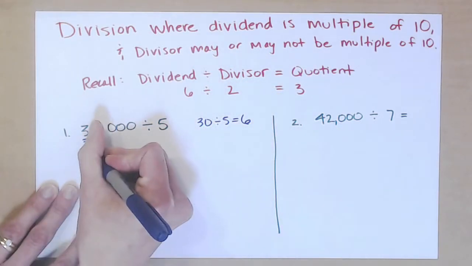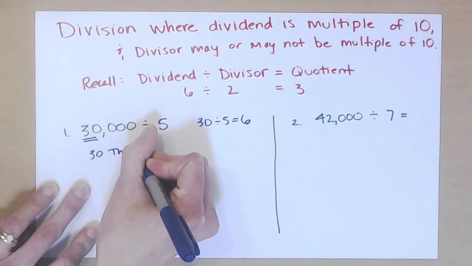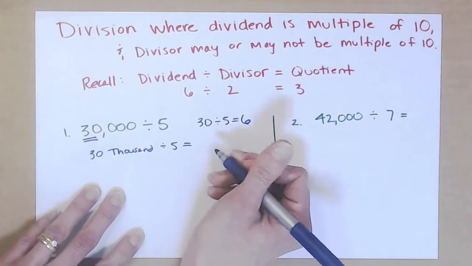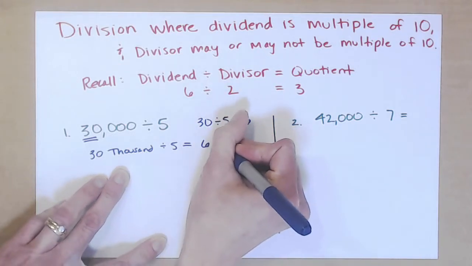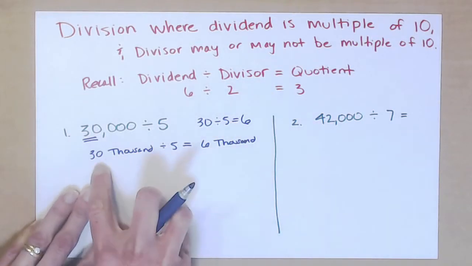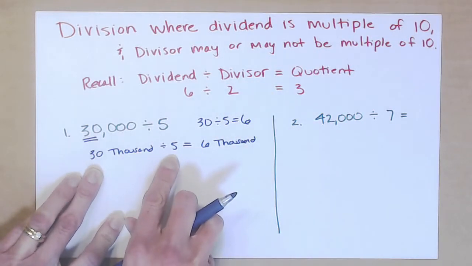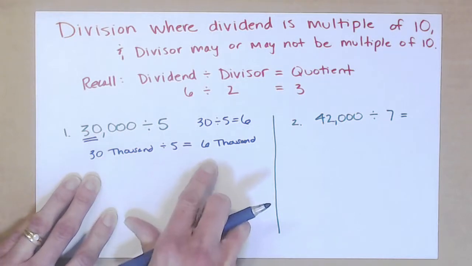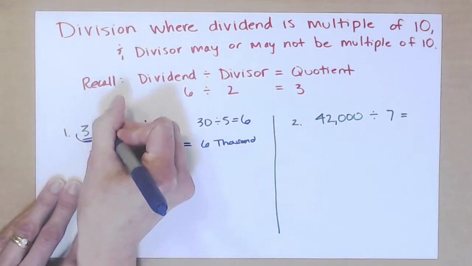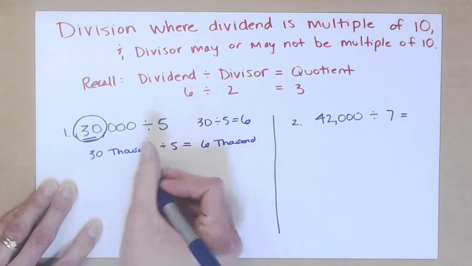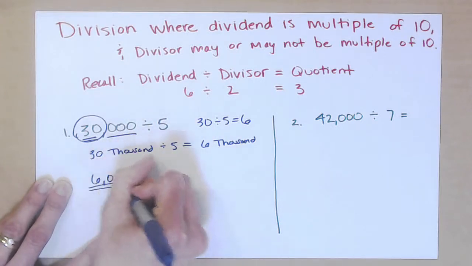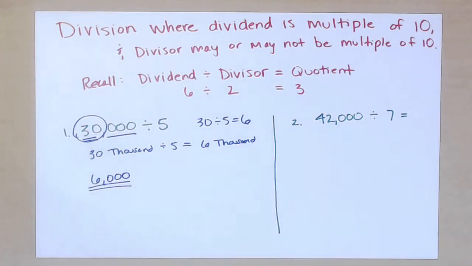So what would 30,000 divided by 5 equal? And that should be pretty evident to you that that would be 6,000. Because what you're doing is you're taking 30 groups of 1,000, dividing it by 5. You're going to end up with 6 groups of 1,000, or 6,000. So in your head you can say, I could divide that by 5, I get 6, and then add whatever zeros are left. 6,000. So that's how you can do that problem.